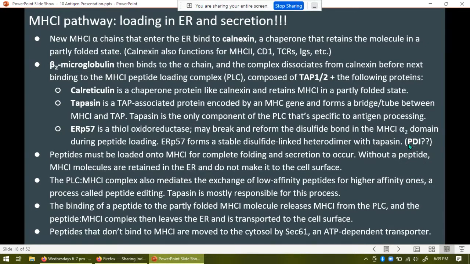And then there's ERP57, also called PDI. I can't remember what this stands for. I know, protein disulfide isomerase is another name for it. So this protein is a thiol oxidoreductase, which is a really fancy term. But really what it does is it breaks and reforms a bunch of disulfide bonds in MHC1 during peptide loading. And so it just makes sure that MHC1 forms stable disulfide bonds. Okay, and it forms a stable disulfide-linked heterodimer with tapasin, so it's directly bound to tapasin.